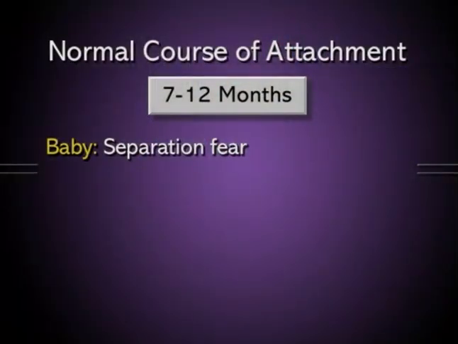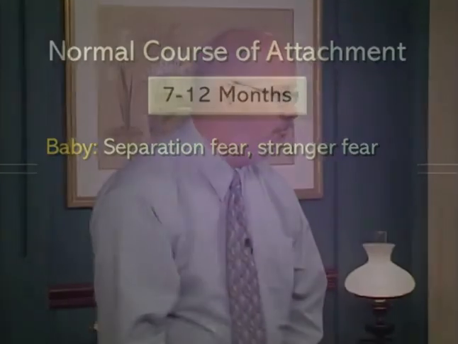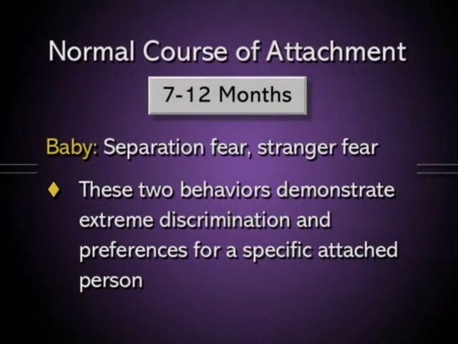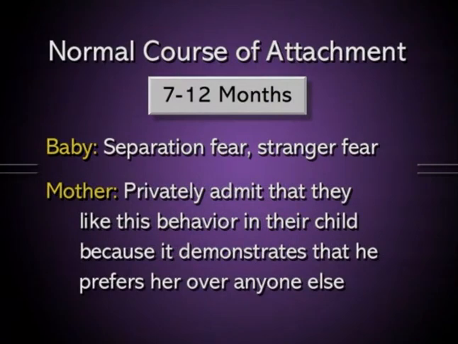And the second thing they do is they show stranger fear. So when a stranger comes into the room or comes near, the baby freezes, watches the stranger very carefully, often hides behind the mother, sometimes cries. These two behaviors demonstrate an extreme discrimination and preference for a specific attached person. And mothers, even though they'll tell you, oh, I don't know why he's acting like that, I'm sorry, privately admit they love it because it says, my baby likes me more than she likes you. And that turns on mothers as well.